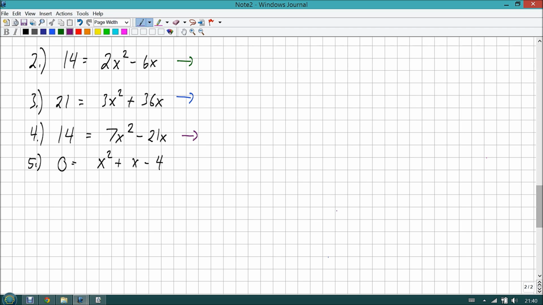Again, I need to get rid of the 7 at the beginning, so I'm dividing both sides by 7, which gives me 2 is equal to x squared minus 3x. Again, this one's going to be a fraction, so it's going to be 3 over 2 squared, which is 9/4. So I have 2 is equal to x squared minus 3x plus 9 over 4 minus 9 over 4.